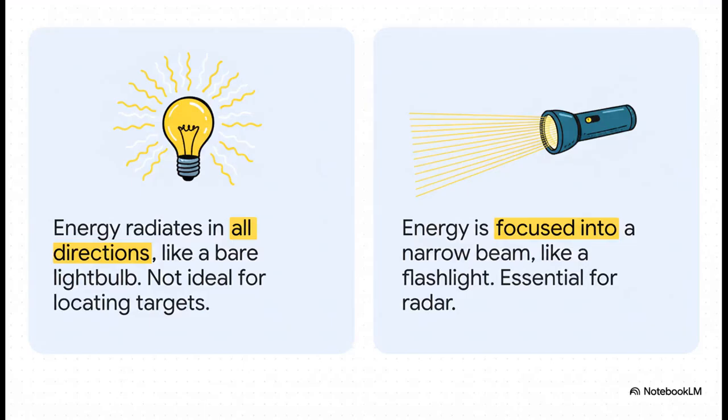The most important concept to get with antennas is something called directivity. Okay, so on one hand, you have an omnidirectional antenna. This thing is like a bare light bulb. It just throws energy out in all directions at once. That's fine for your car radio, but it's totally useless for radar because you'd have no idea which direction an echo came from. For radar, you need a directional antenna. This acts more like a flashlight or a laser pointer, focusing all of its energy into a tight, narrow beam so you know exactly where you're pointing.